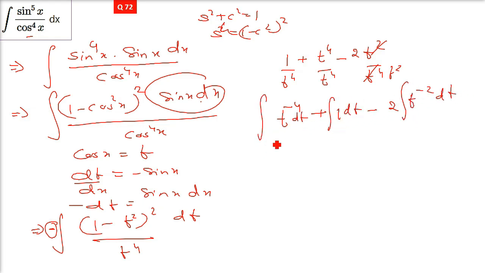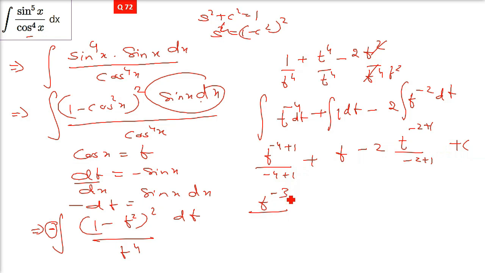T raised minus 4 is t raised minus 4 plus 1 divided by negative 4 plus 1. This will be simply t. This is going to be minus 2 times t raised minus 2 plus 1 divided by negative 2 plus 1, plus constant of integration. Now this is t raised negative 3 divided by negative 3, plus this will be t negative 2 and this will be negative 1, so I'm just changing the sign. This will be t raised minus 1 and that simply means 1 by t. So 2 by t plus constant of integration.